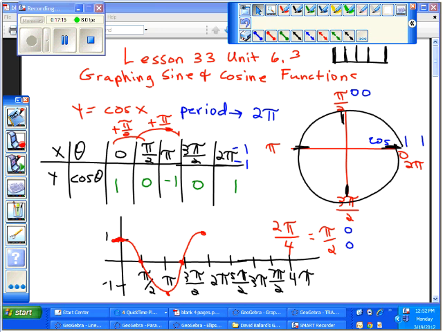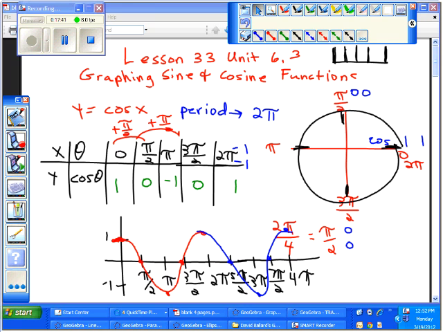So this is going to repeat itself. It's going to be next 0, next negative 1, next 0, next positive 1. And by the time we do that, it really looks like a shifted sine wave, because it just started in a different place and it went to all the same numbers. It just got there in a different order.